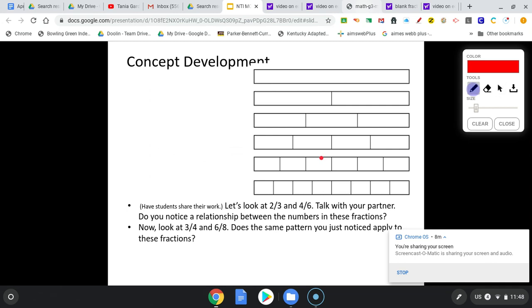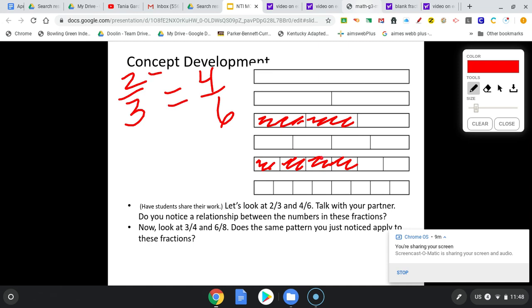So let's look back at 2/3 and 4/6. So here's 2/3, and let's look at 4/6. So this right here is 6. 1, 2, 3, 4. So that's 4/6. And what did we say the relationship is? Yeah, we said we can double the numerator and the denominator, and they are equivalent. So if we double 2, that's 4. If we double 3, that is 6.